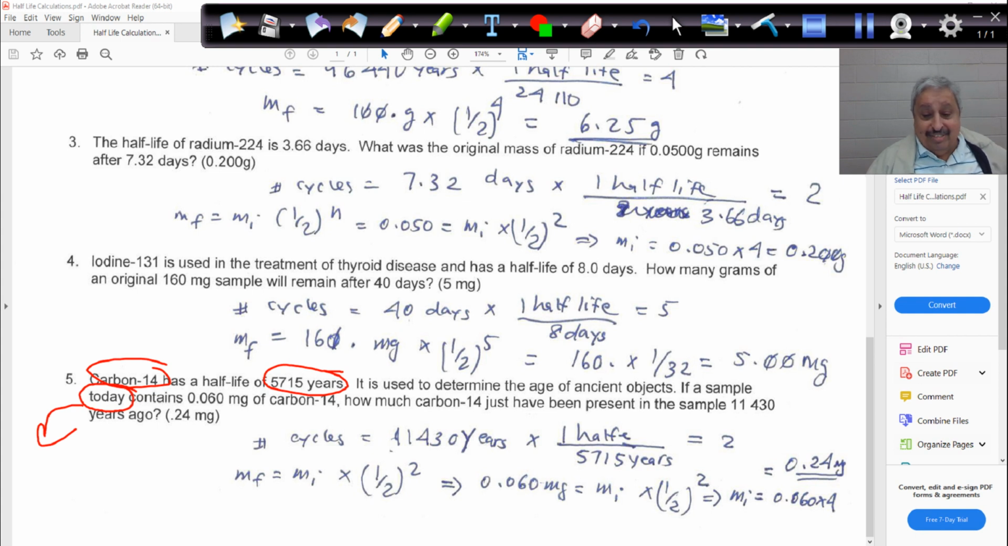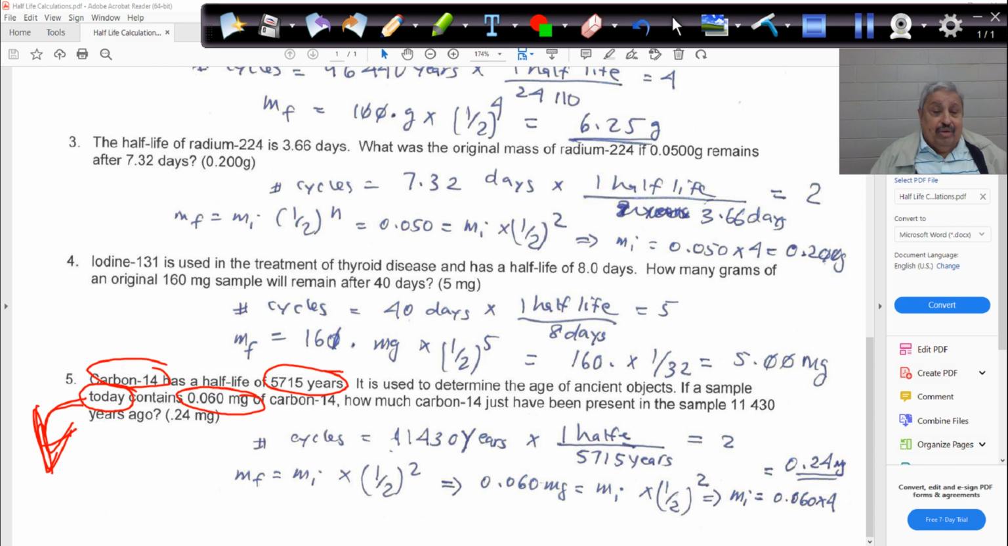Come on guys, you are letting me down. MI, initial, that's what you started with in the past: last week, last 3 days, whatever. Today is the current, the present tense. Today means now, that's the final thing. Always look at the keyword, today, yesterday, tomorrow. That will give you the hint of what this is all about. So the M final is this amount here.